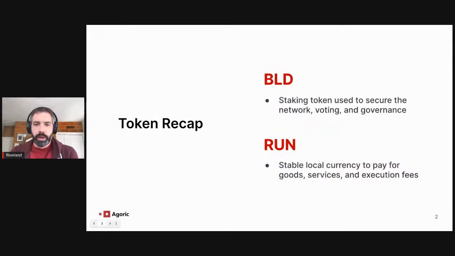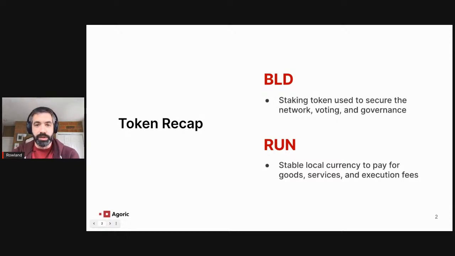Just as a quick recap, in the Agoric economy we have two protocol native tokens. We have the BLD token, which is the staking token that we use to secure the network. It's used for voting and governance. It's used to collect rewards for securing both the network and the economy. So that is the BLD token.